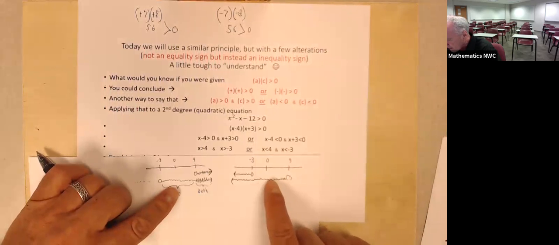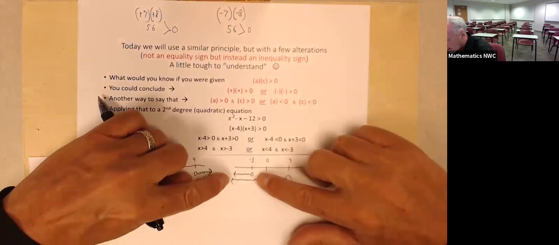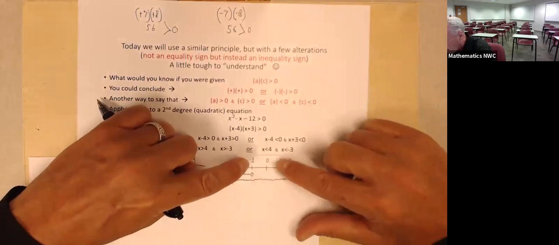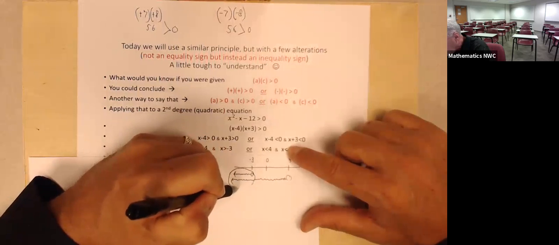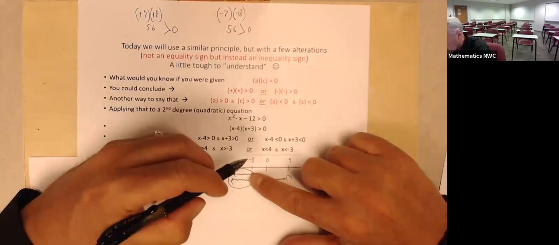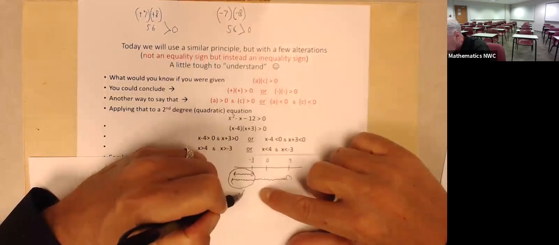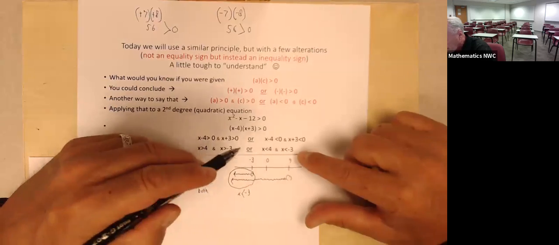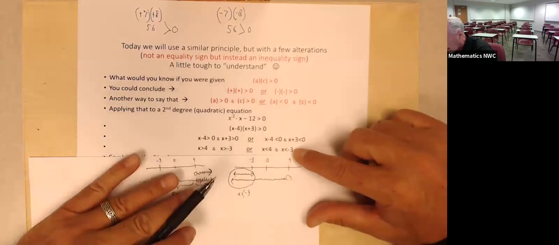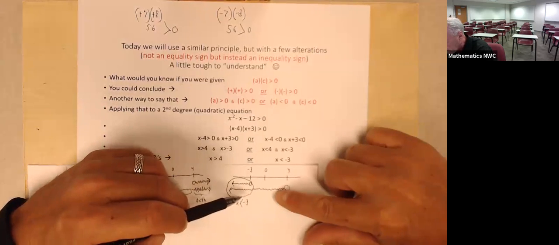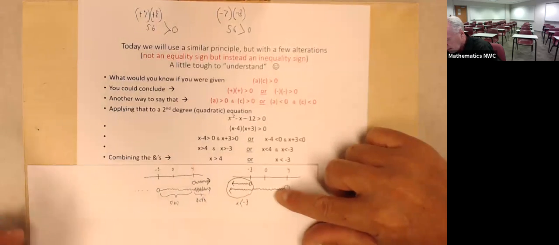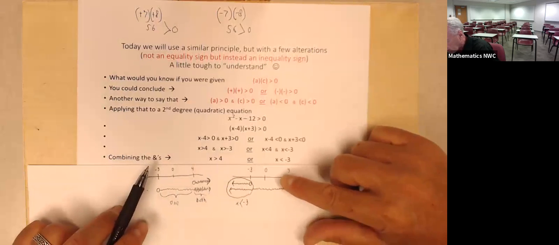These numbers right in the middle aren't in both of them. They're in one of them. But these numbers are in both. Those are the numbers that I need for my answer. Well, what are those numbers? Those numbers are x less than -3. So these two get combined to be x less than -3. That's what I mean by combining them.